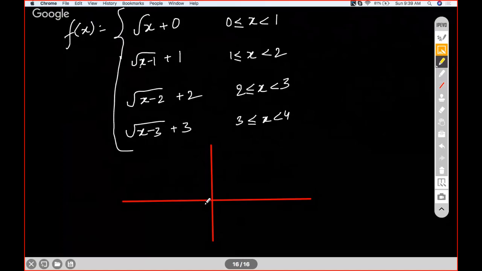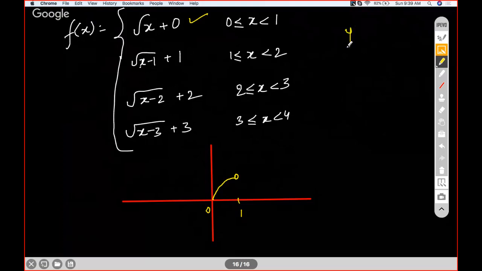So for 0 to 1, your graph will be just the graph of root x. So only this part I will draw, and I'll stop just before 1. So I'll put a hole. Yeah, so this graph is plotted. Okay. What about this graph?